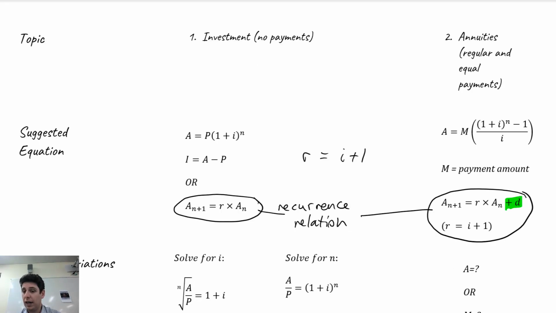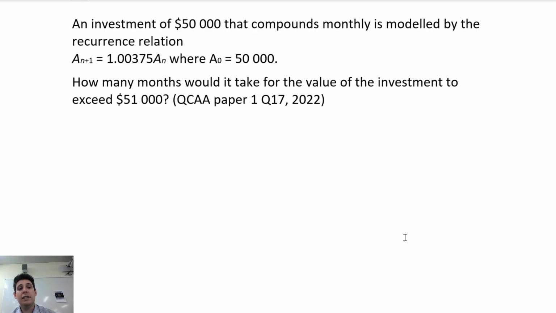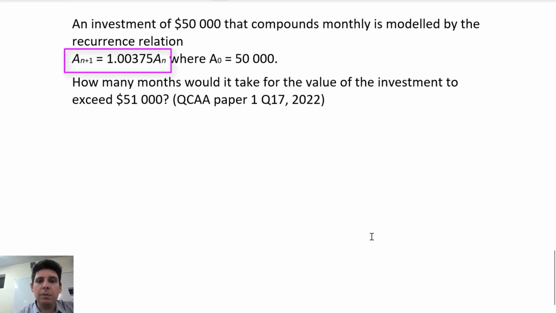Another question you could get is, if I want to get $10,000, how much am I investing each month? So what's the capital M? So this is an example with a reoccurrence relation. Using this reoccurrence relation, you're subbing in the first amount.